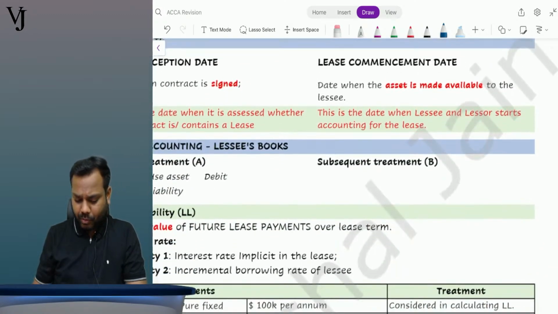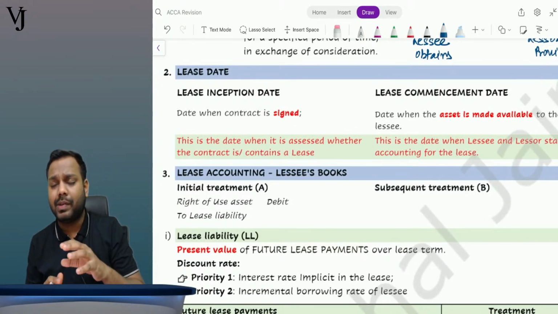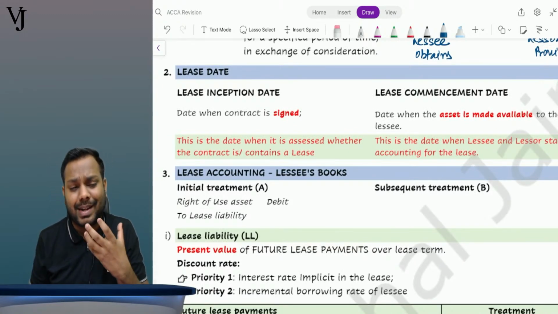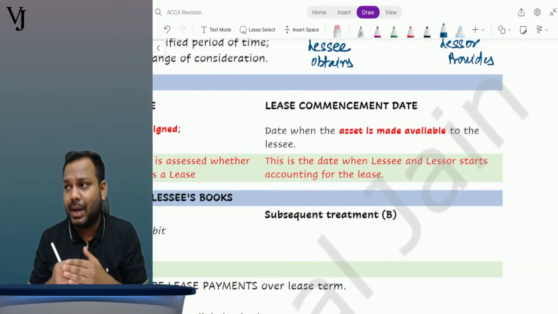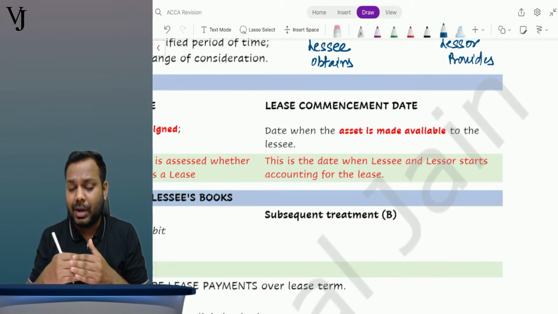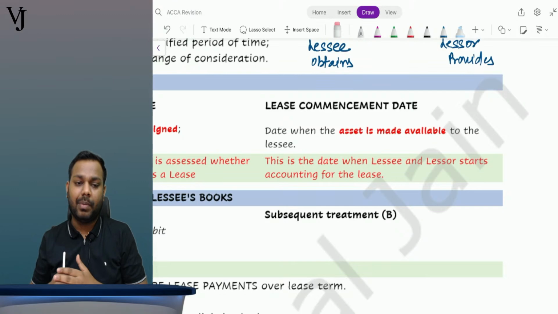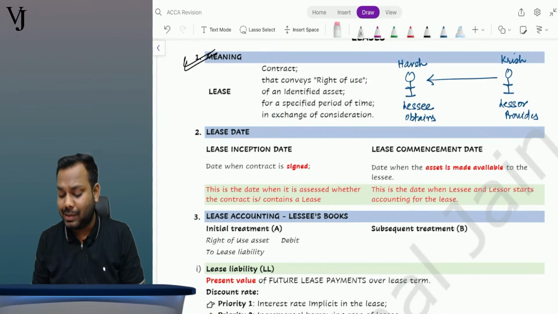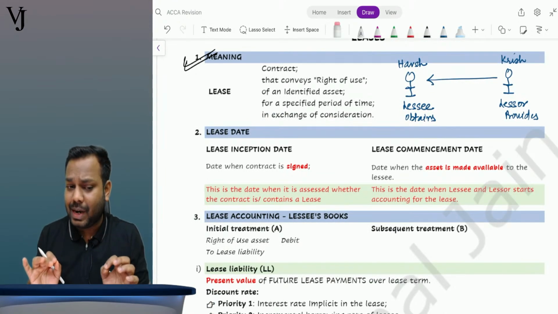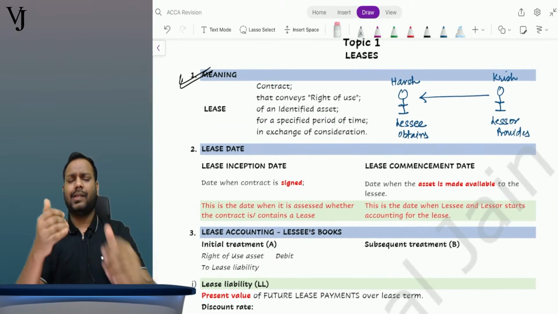On the inception date, the terms and conditions of the contract are finalized or the contract is signed. But the lease commencement date is the date when the asset is made available to whom? Lessee. So this is the meaning of the lease inception date and the lease commencement date. Now we have to understand the relevance of these dates. Understand, just Chris and Hers.